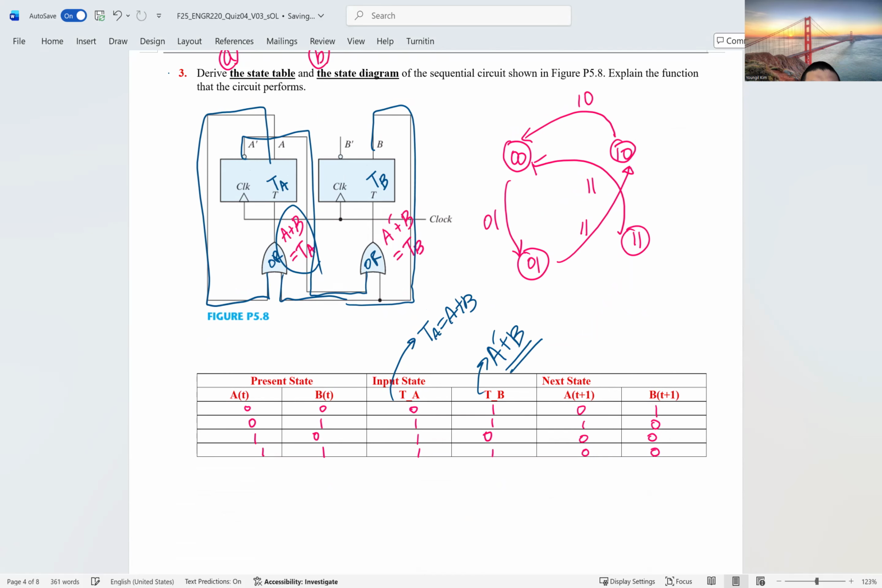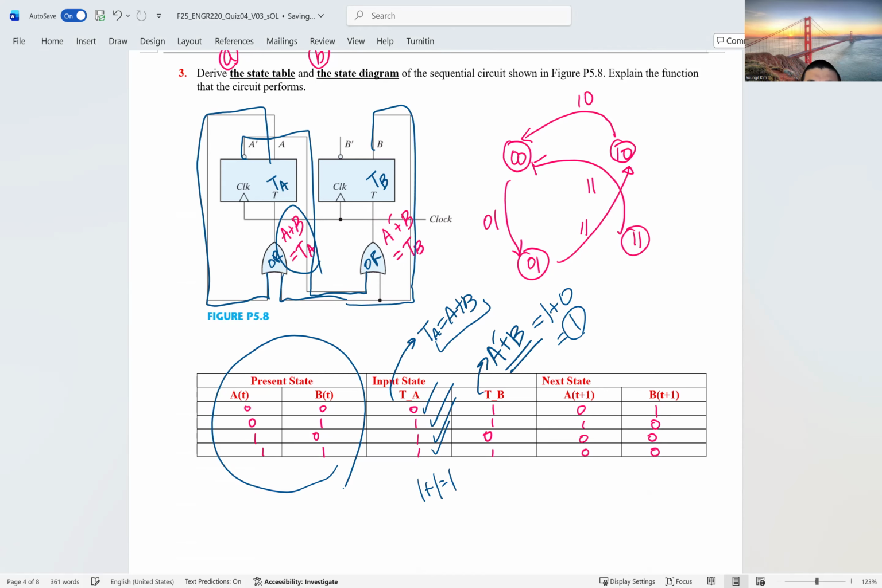So the present state is 2 bits: 00, 01, 10, 11. And T sub A, the A plus B, is 0, 1, 1, 1, because 1 plus 1 is 1 in Boolean algebra. If you're still confused, please go back to chapters 1 and 2, and I strongly recommend you review again.